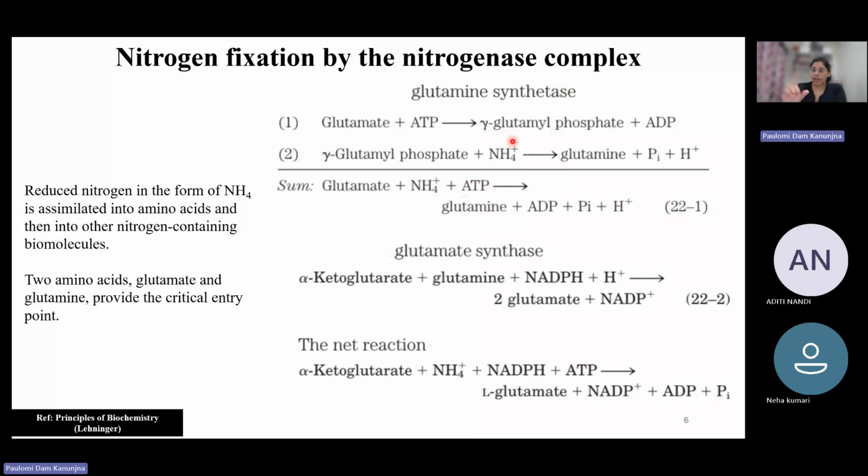Okay, now that's one. What is the other enzyme? The other enzyme is glutamate synthase. Now you have glutamine here, you have alpha ketoglutarate, plus NADPH, which gives you two molecules of glutamate and NADP. So the same glutamate that was used in the previous step has been regenerated here. Now, where is this alpha ketoglutarate coming from? We already know, it's an intermediate of the Krebs cycle or citric acid cycle.